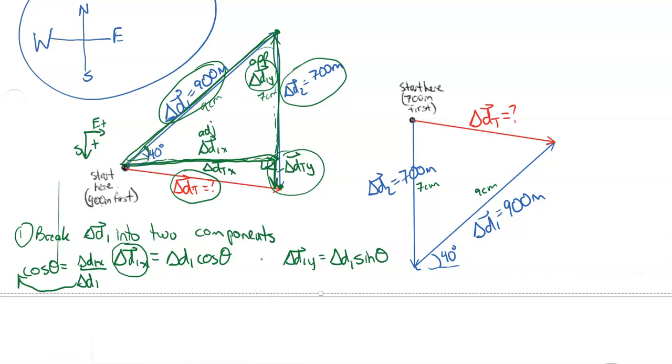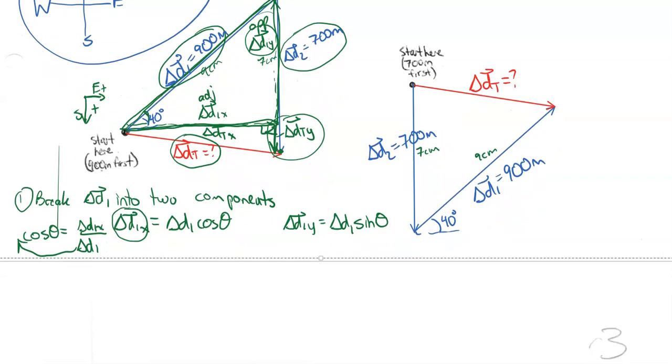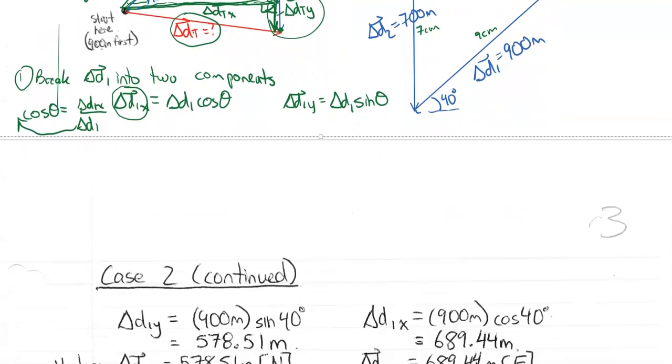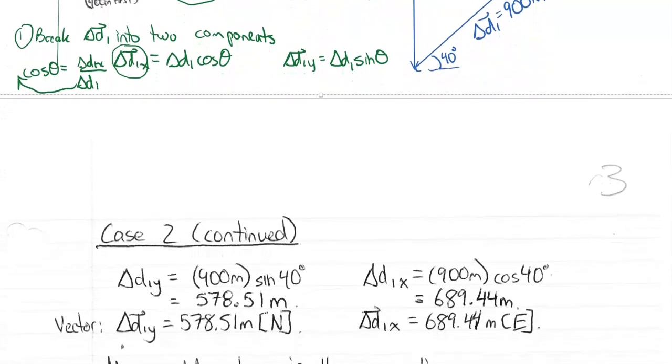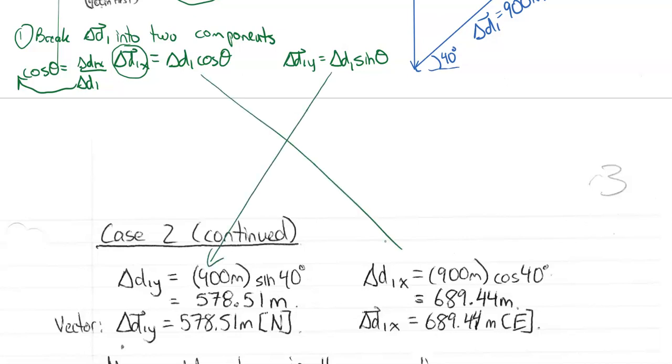We have delta d1x, we have delta d1 in the y. And so we can go ahead and calculate that, and we did that together already. And you can see there that we sub that in. Delta d1 in the y was 900 meters times sine of 40 degrees. Actually, we swapped that here. So there's the y, there's the x. So delta d1 in the y is 900 times sine, and delta d1 in the x is 900 times cosine.